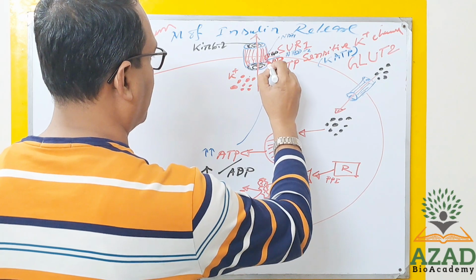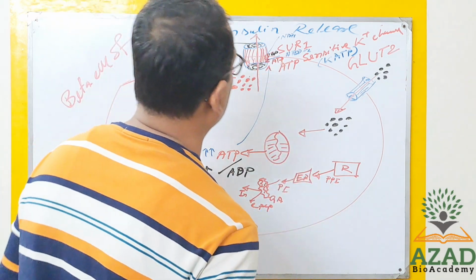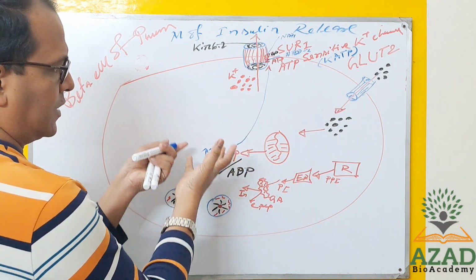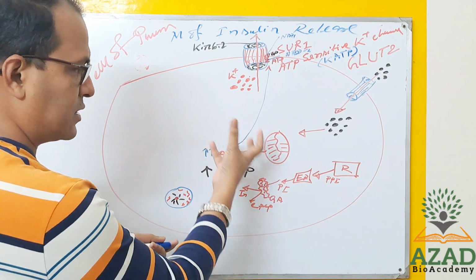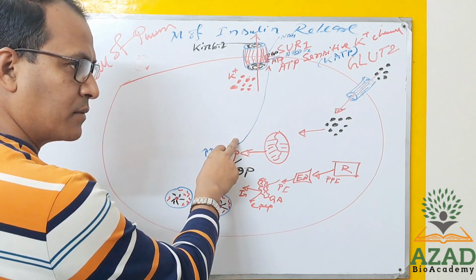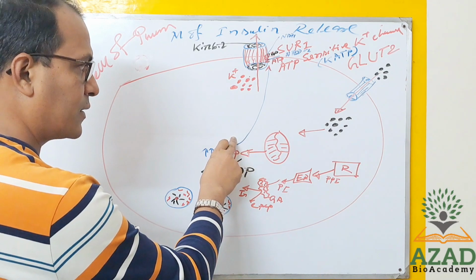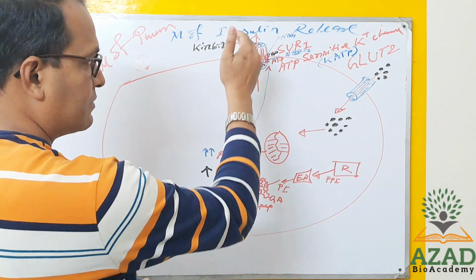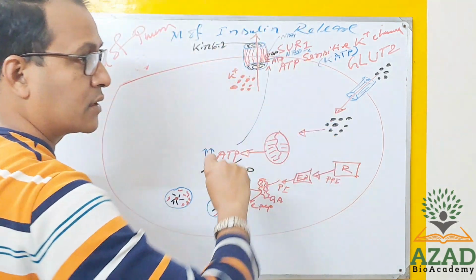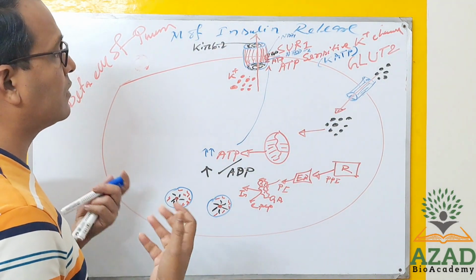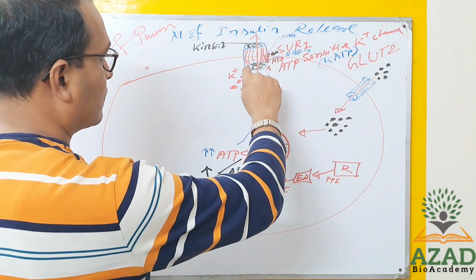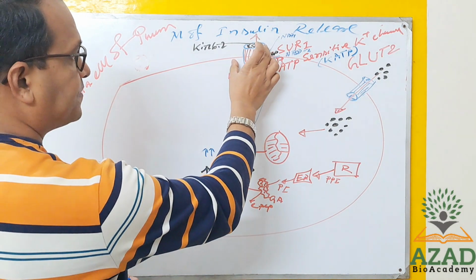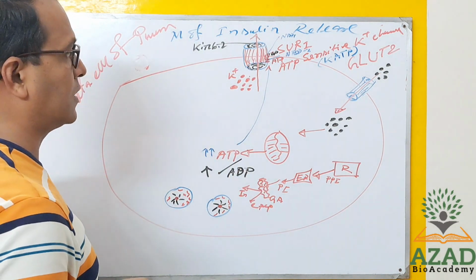Okay, then what will happen? Very simple. You can just think within your beta cell, ATP is in higher amount than ADP. So excess ATP will bind with the nucleotide binding domain, that is the ATP binding site of the sulfonylurea subunit. Okay, then what will happen? It will change the conformation of the sulfonylurea subunit of the ATP sensitive potassium channel.